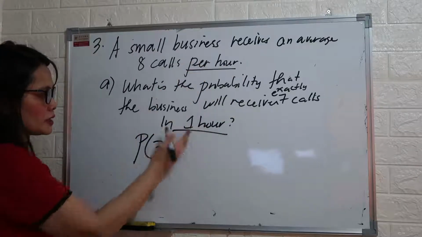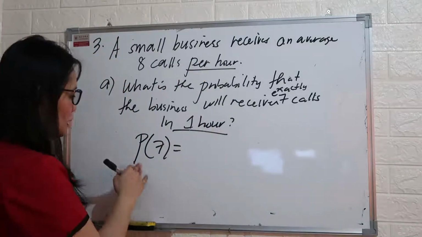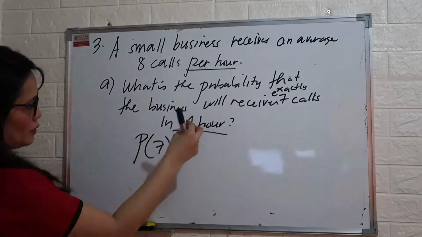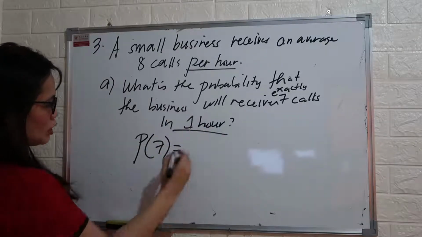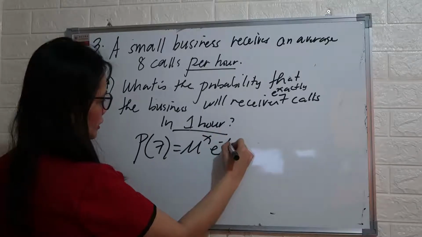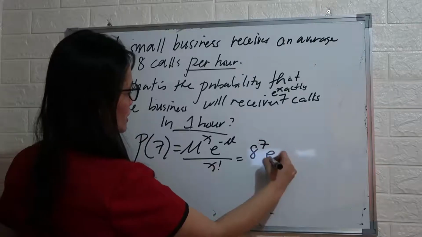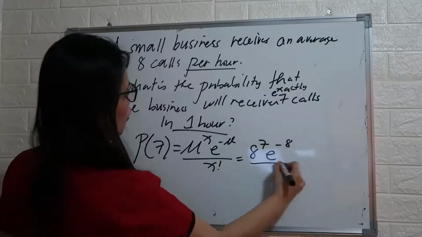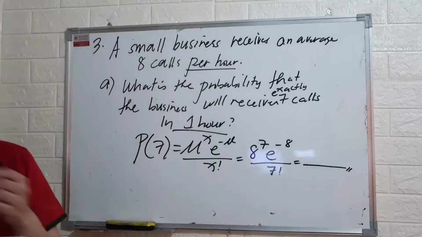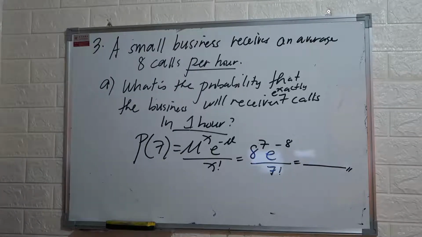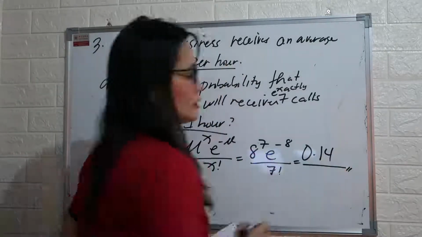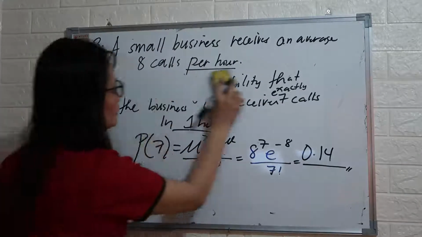So if they have the same period or same time, we can now apply the formula. The probability that the business will receive exactly 7 calls will be mu raised to x multiplied by e raised to negative mu over x factorial. So you have 8 raised to 7 multiplied by e raised to negative 8 over 7 factorial. So what would be the answer? 0.14. Okay, very good, 0.14. Next, letter B.